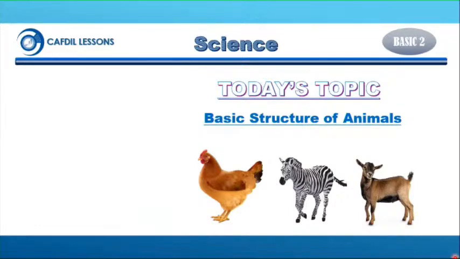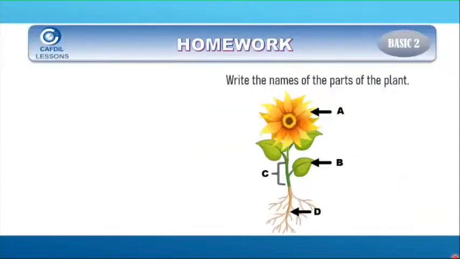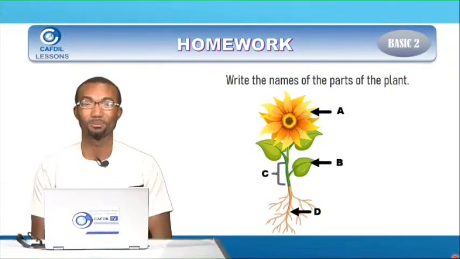Kids, before we do that, let's mark the homework you were given in the previous lesson on parts of a plant. Write the names of the parts of the plant. We are starting from A. What's the name given to A? Good. Flower. This part of the plant labeled A is called flower.